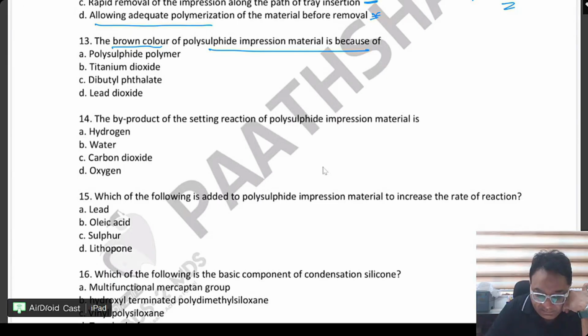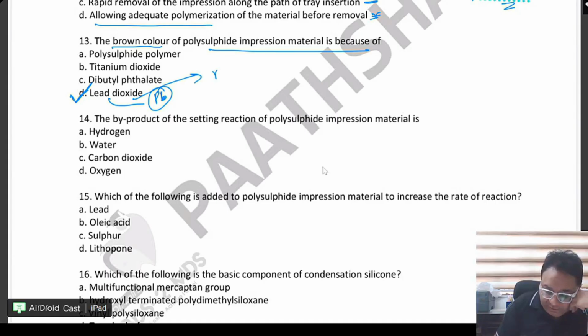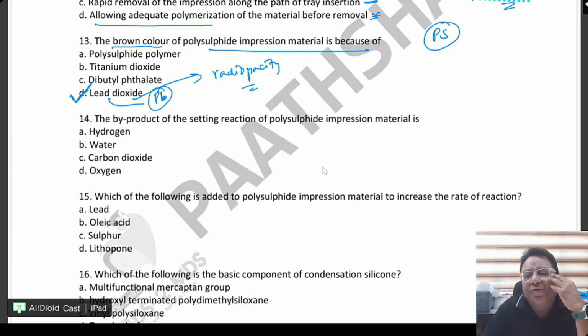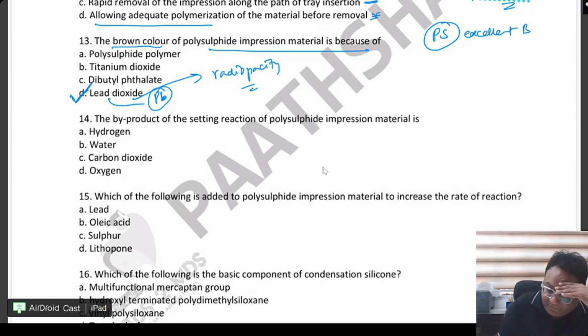Question number 13. Yes, it's because of lead. Lead dioxide causes this. This is the ingredient which is also causing radio opacity. Polysulfide was initially used in the rubber industry. It was not intended to be used for this. The advantages are it has excellent biocompatibility. It is the only radio opaque elastomer, polysulfide.